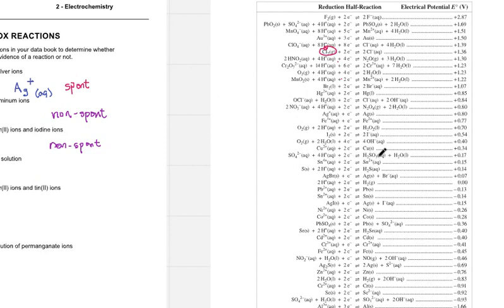Well, I thought I knew where those were. Where the heck are they? There we go. Bromine ions. Downhill, spontaneous. Chlorine will react with bromine ions.